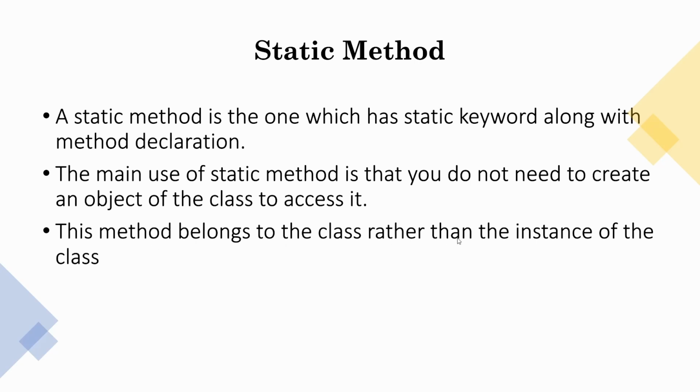Now this method belongs to the class rather than the instance of the class. As we studied static variables in the previous tutorial on Java basic syntax, similarly, the static method belongs to the whole class rather than an instance of the class, like the main method, right? Main method belongs to the whole class. We'll see a live demo on how you can create a static method.